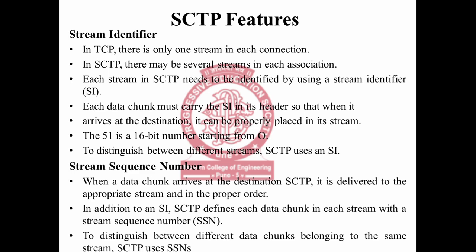To distinguish between different streams, SCTP uses an SI, stream identifier. When a data chunk arrives at the destination SCTP, it is delivered to the appropriate stream and in the proper order. In addition to the stream identifier, SCTP defines each data chunk in each stream with a stream sequence number, SSN. To distinguish between different data chunks belonging to the same stream, SCTP uses the stream sequence number.